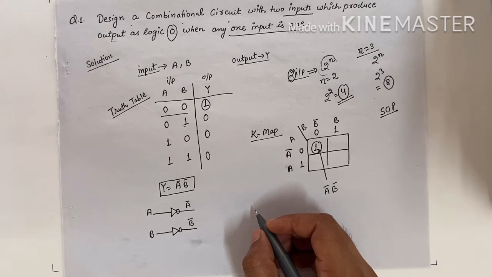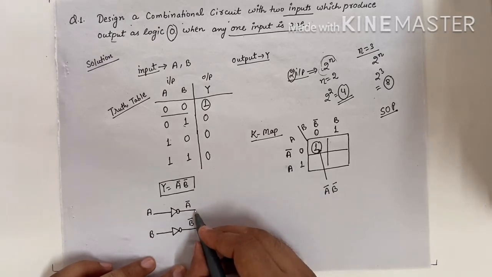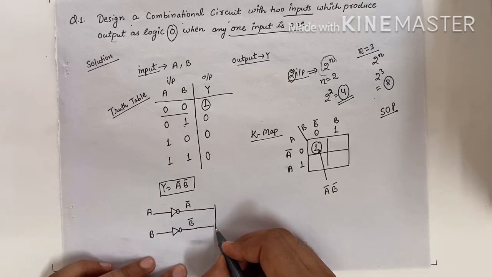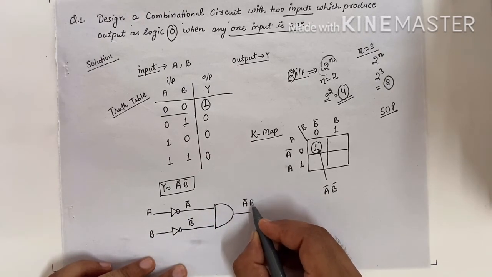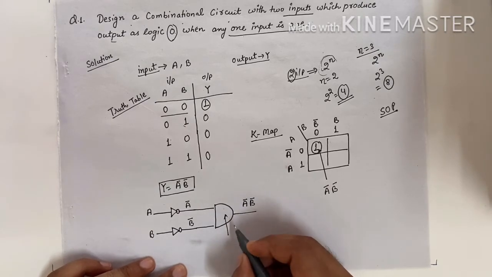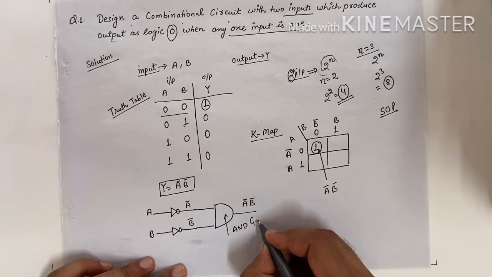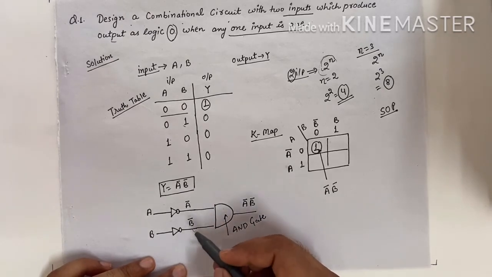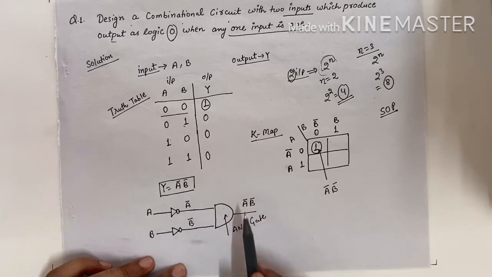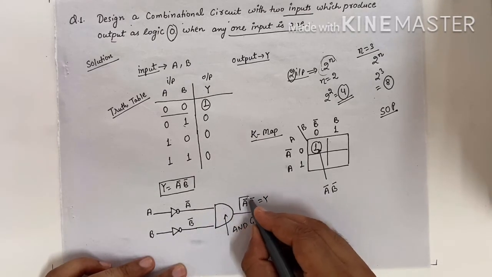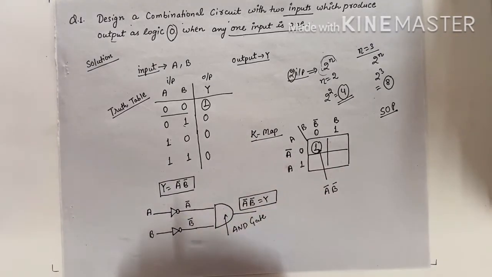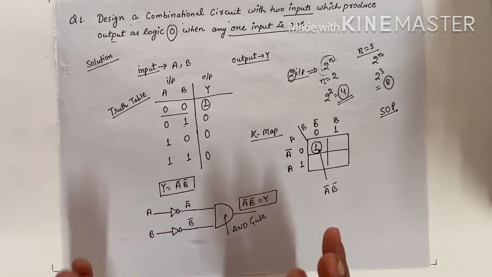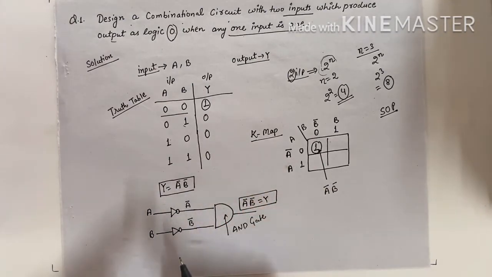Dot means you have to make an AND gate. So we put this into an AND gate, and this is the A complement and B complement. The AND gate simply multiplies the variables, then we get A complement and B complement. This is the combinational circuit design. In this way we can design any combinational circuit by following proper steps. Firstly, we have to observe the problem.